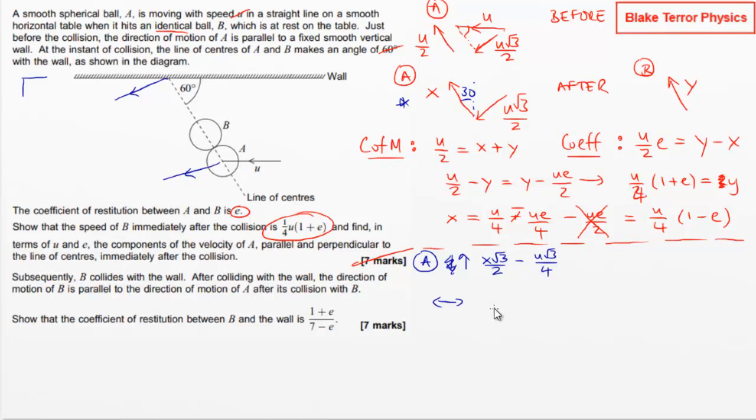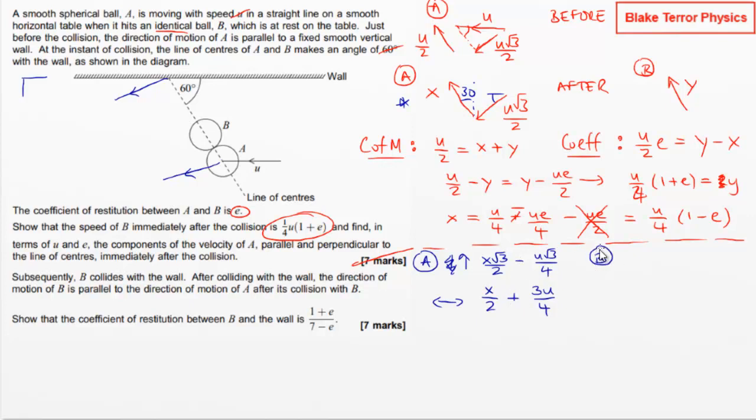And then parallel to the wall, we've now got x sine 30, so that's x over 2, plus, what angle did we have on all of this? That's 30 degrees, isn't it? This one's 30 degrees as well. Both of these are 30 degrees in here. So u root 3 over 2 cos 30. So that's going to be 3/4 of u, 3u over 4. I haven't put in x yet, but we know what x is. x is u over 4 times 1 minus e. But I don't want to clutter up the screen.